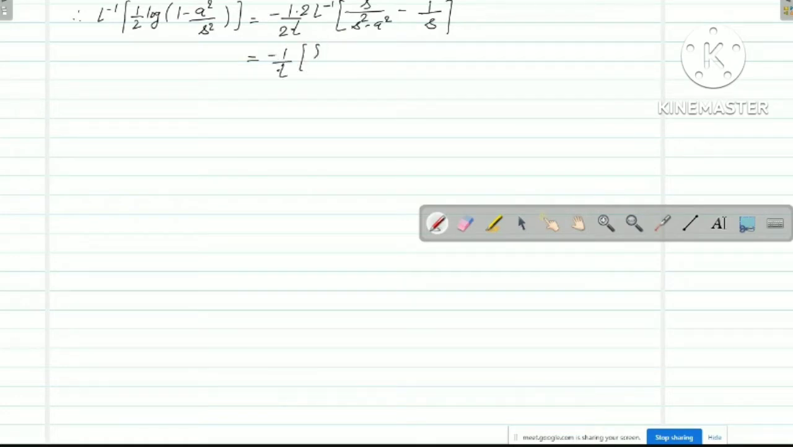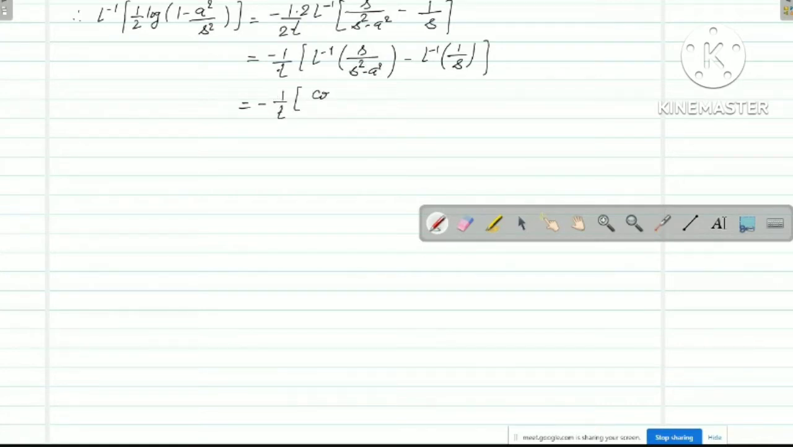Okay, and L inverse of s upon s square minus a square, and minus L inverse of 1 upon s. So this is equal to minus 1 upon t, and what is the inverse of this?